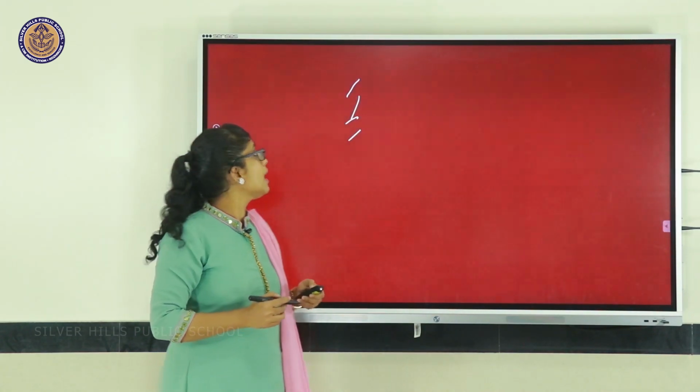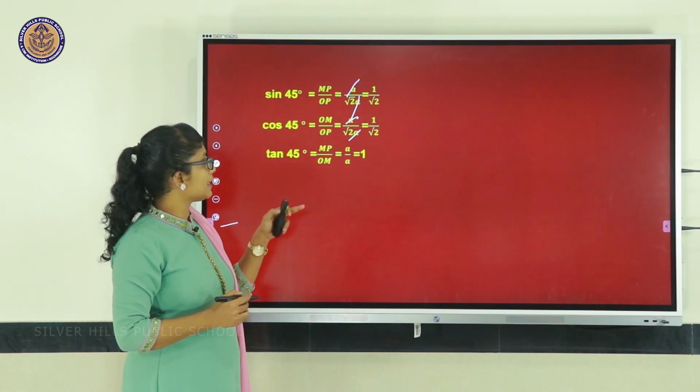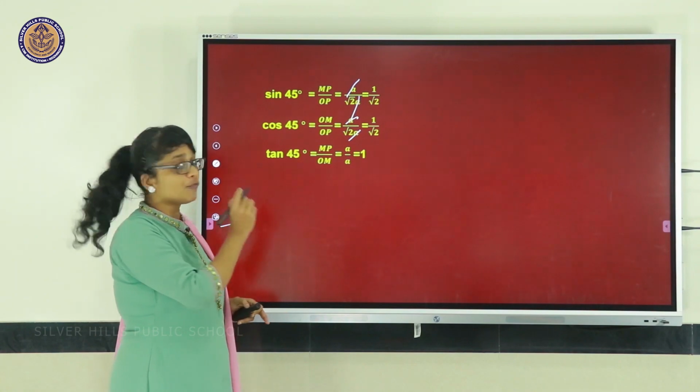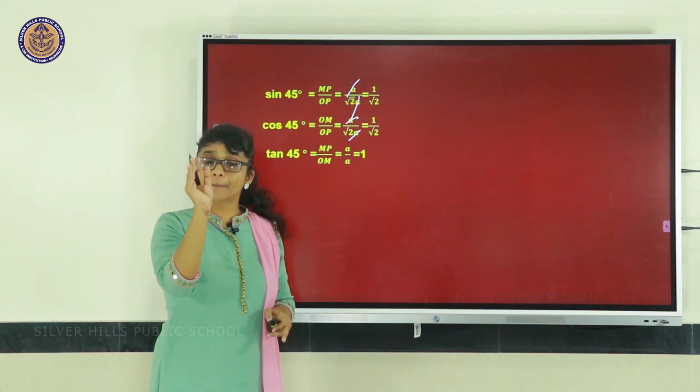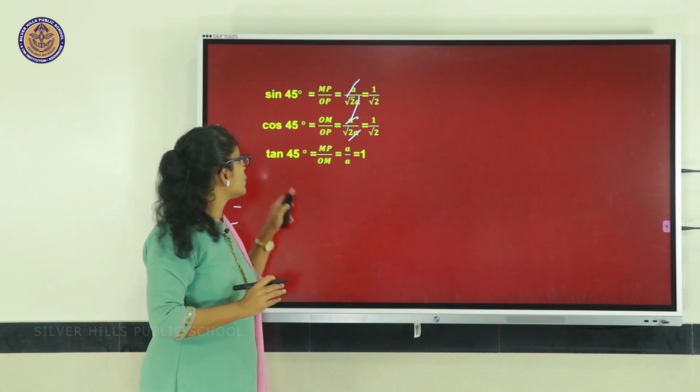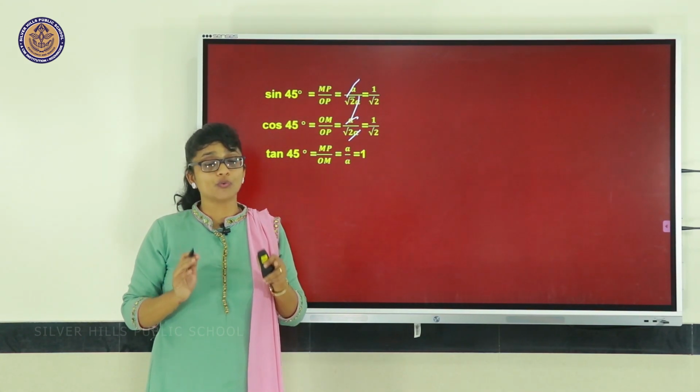Opposite side by adjacent side, then it is A by A, 1. Sin 45 equal to 1 by root 2. Cos 45 equal to 1 by root 2. Tan 45 equal to 1.